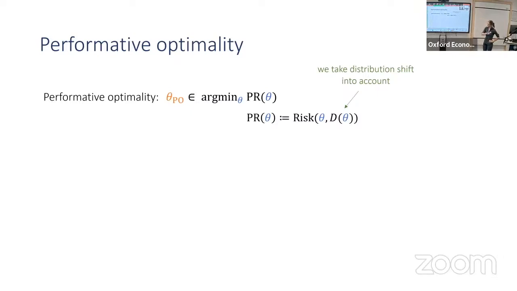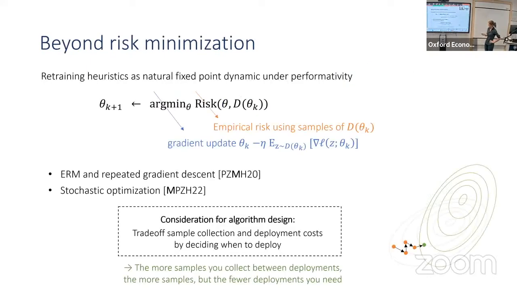Cool. So that was what I wanted to say about performative stability. And now coming back to performative optimality, clarifying a bit what we discussed before: this means that you take the distribution shift into account when optimizing. You optimize through the response of the population.